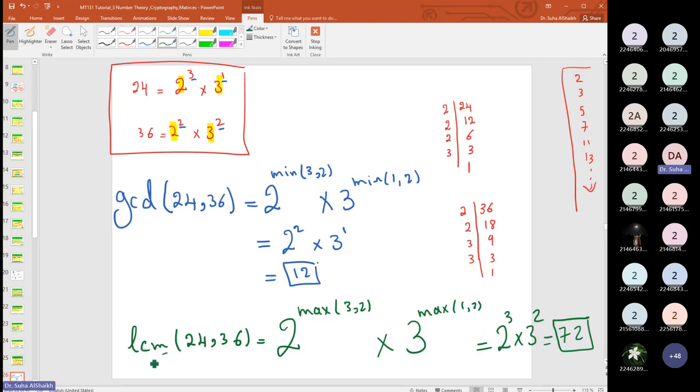What is the LCM? It is the multiple that is common, that is least. This is the LCM. What is the GCD? Divisor, common, greatest common divisor. The LCM is the least common multiple between the two numbers.